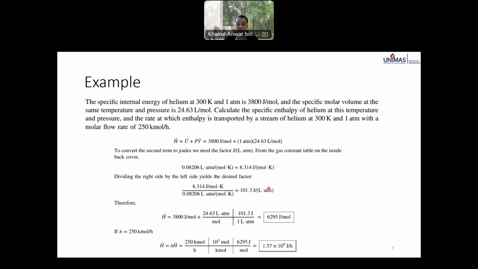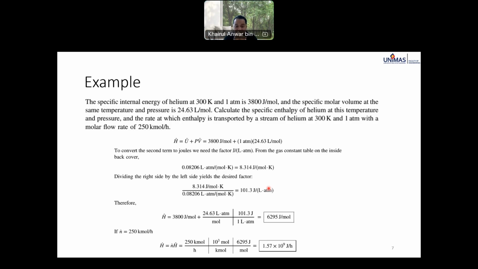Calculate the specific enthalpy of helium at this temperature and pressure, and the rate at which enthalpy is transported by a stream of helium at 300 Kelvin and 110 atm with a molar flow rate of 250 kmol per hour. In this case, find the enthalpy H equal to U plus PV. To convert the second term to joules, we need the factor joule per liter-atm from the gas constant table on the inside back cover.